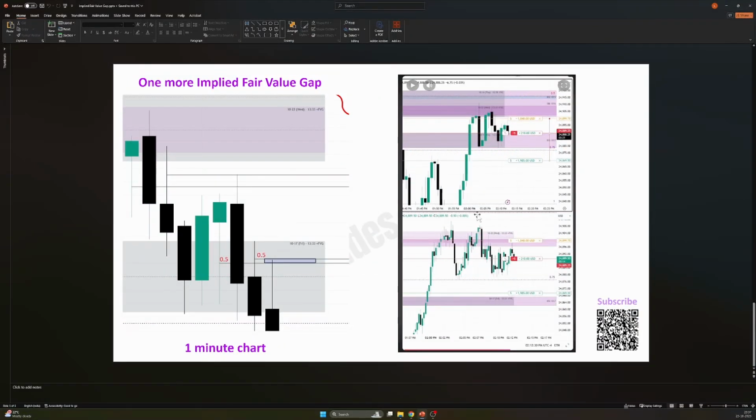I'll just play the trade which I took. It's just a small scalp using this concept.